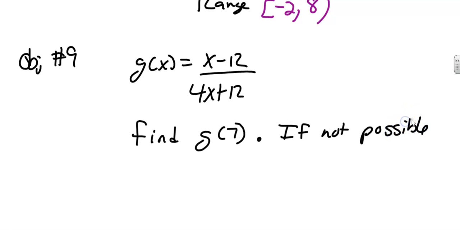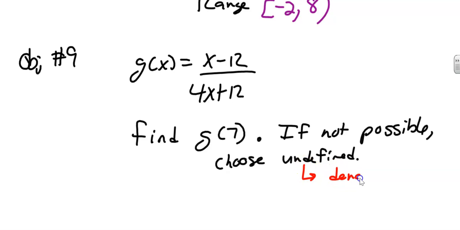Okay. And the only thing they're going to tell you on this one is if it's not possible, there should be an option where you click on undefined. I think undefined is the word they're looking for here. Where you get something that's undefined, that's when your denominator is going to equal 0. As long as the denominator is not 0, you get an actual answer. But if you plug this thing in and you get 0 in the denominator, that makes it undefined.